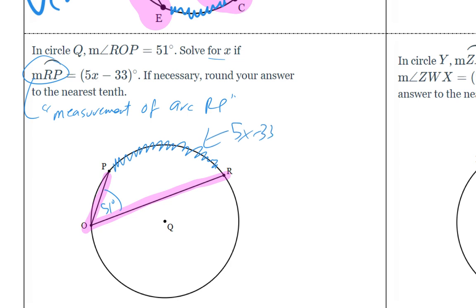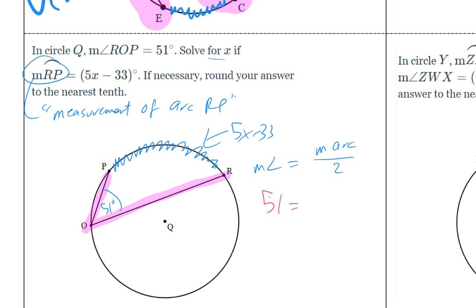All right, so now let's just set it up, right? We said the measurement of the angle is equal to the measurement of the arc divided by 2, right? So let's just fill that in. Okay, so we know that the measurement of the angle is 51 degrees, right?